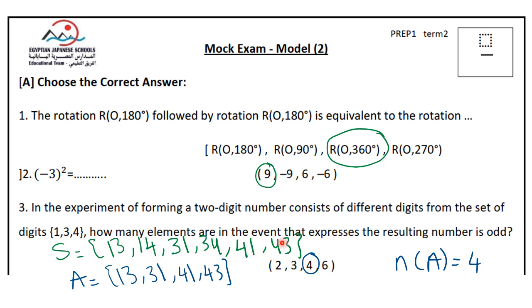But let's check what he needs. He asks for how many elements are in the event that expresses the resulting number is odd. So from this sample space, we have to just check the numbers that are odd. So 13 is odd, 31, 41, and 43. So we have 4 numbers that are odd in this sample space. So that is the event A. Now we can get the number of elements in this event, which is 1, 2, 3, 4. So the answer should be 4.